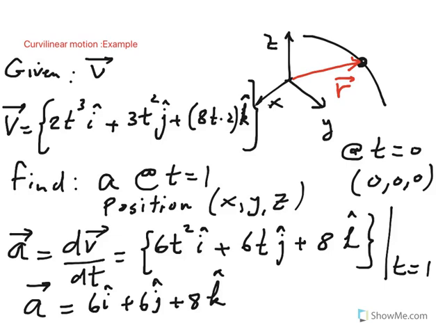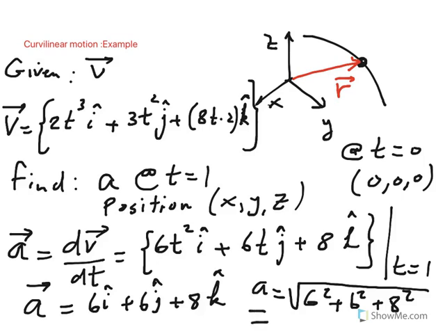And if you want to find the magnitude, all we have to do is take the square root of the x component squared plus the y component squared plus the z component squared, and that becomes about 11.66. We didn't identify a unit. Let's say the unit of velocity was given in meters per second, so acceleration becomes meters per second squared. So this 11.66 is the magnitude of acceleration.